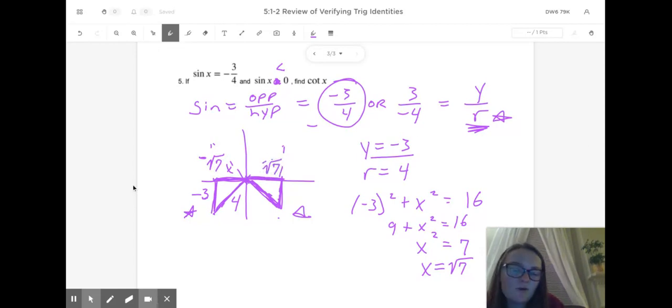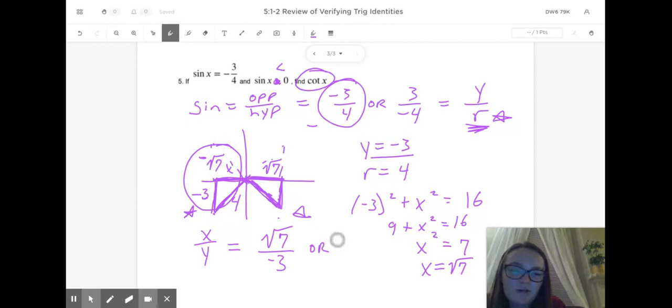All right, so really what I want to know is cotangent. Cotangent is equal to x over y. So in this case, x is going to be square root of 7 over y. In this case is -3. Or, since I had the typo here, you could have also picked this triangle and you could have gotten negative radical 7 over 3, -3. But in the future, I will write something that's actually more helpful, like cosine or a statement that actually makes sense.